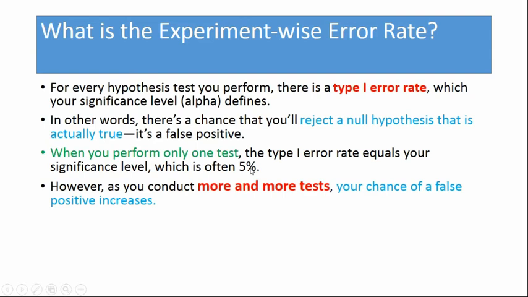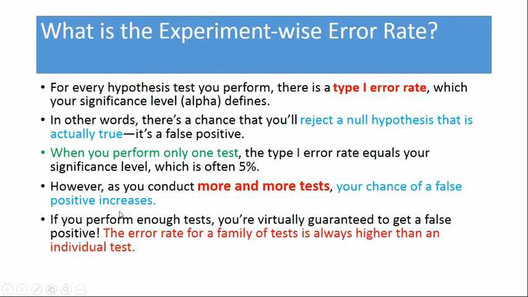But if I conduct more and more tests, my error rate will increase. Your chance of a false positive will increase. If you perform enough tests, you are virtually guaranteed to get a false positive. The error rate of the family of tests is always higher than that of the individual test. If I perform 6 or 7 tests, my error rate will increase.